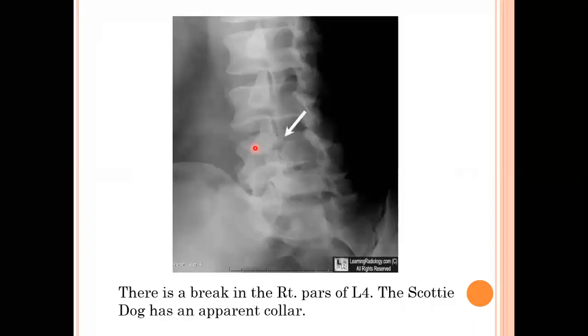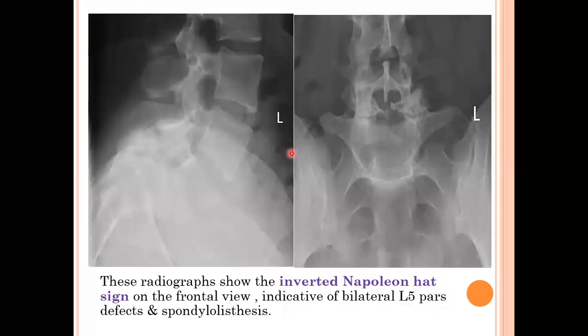This is the case of the pars defect or spondylolysis, appearing as a lucent line or collar. So this is the Scotty dog with a collar, or the pars defect.